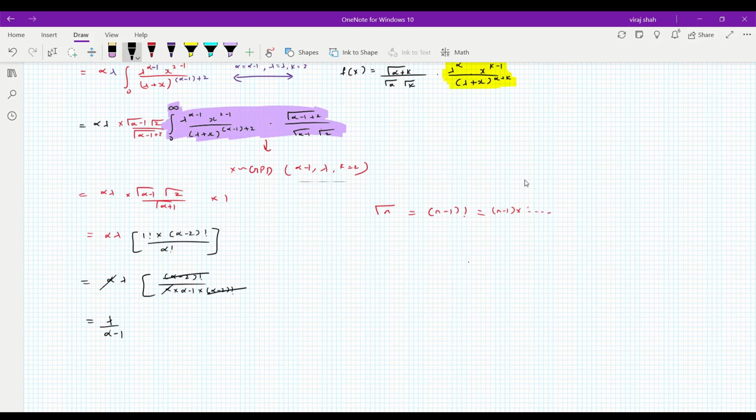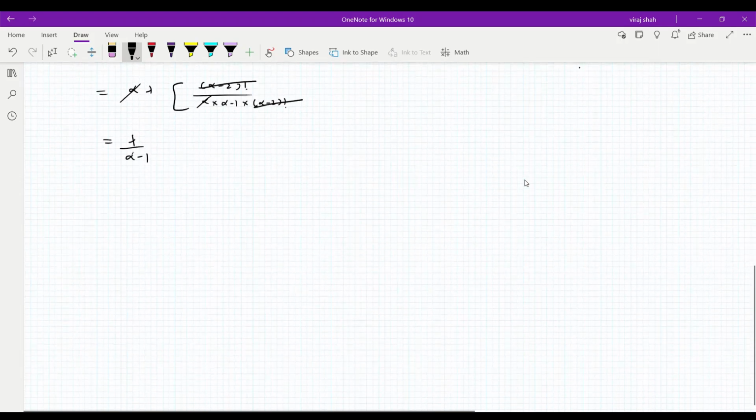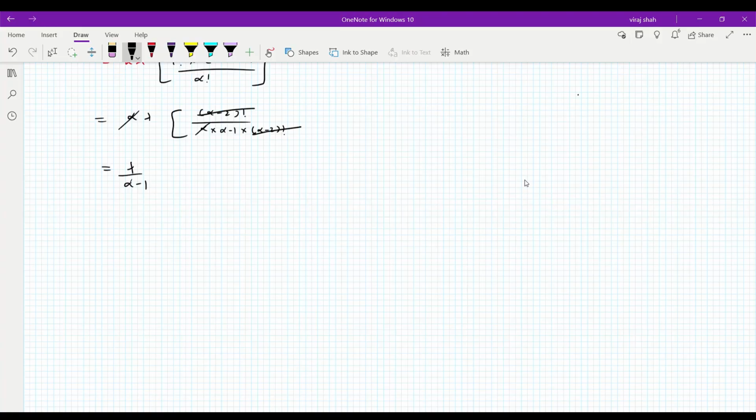Okay. However, I'll post a photo. You do not have to worry. You could just see it. It's quite easy. And now I expect you all to solve this. So moving on to the generalized Pareto distribution case. Okay. Let us start that.